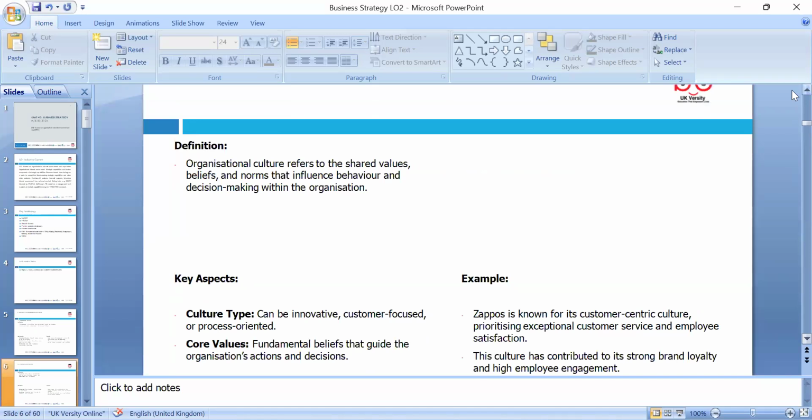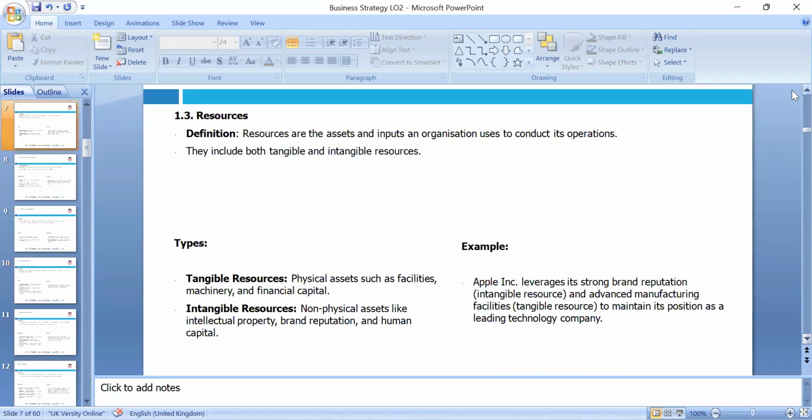Culture is also represented through the structure of the organization. Culture means the norms and values, the way we do things. Culture types can be innovative or customer-focused, with core values as the fundamental beliefs of the organization. We can look at who the boss was, like Steve Jobs, Facebook's founder, Jeff Bezos and others, and look at their culture. Dominantly, the founder's culture is embedded in the organization. Customer service and employee satisfaction matter: culture has contributed to strong brand loyalty and high employee engagement.